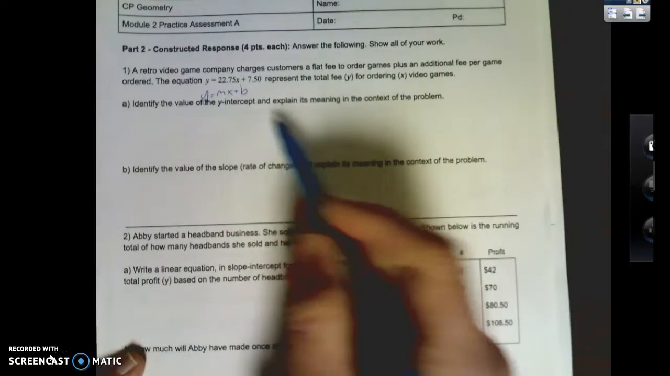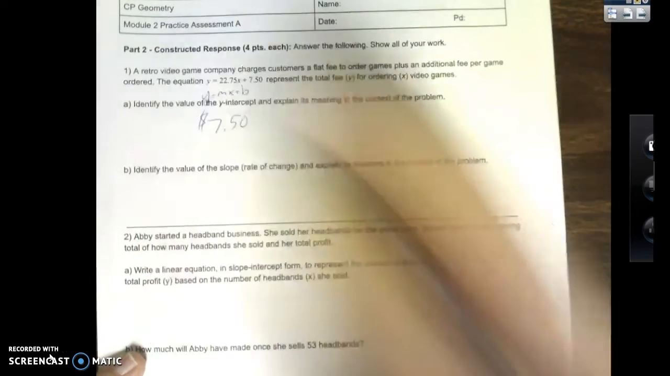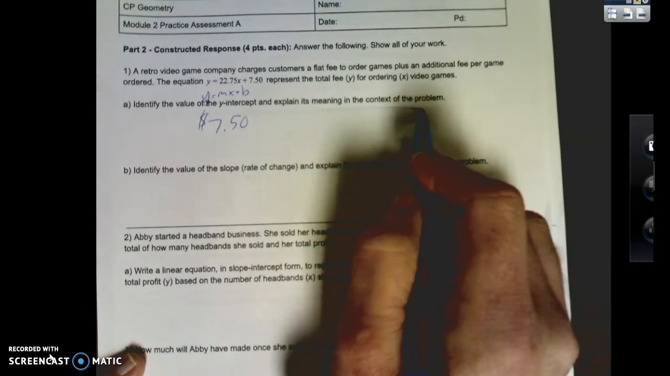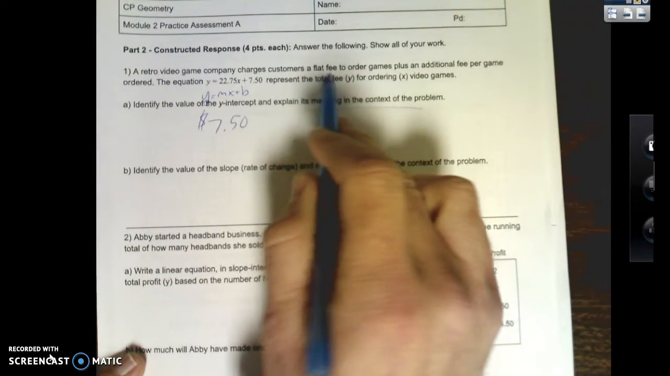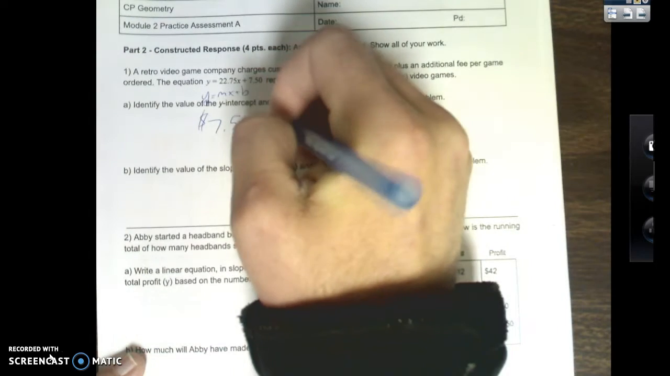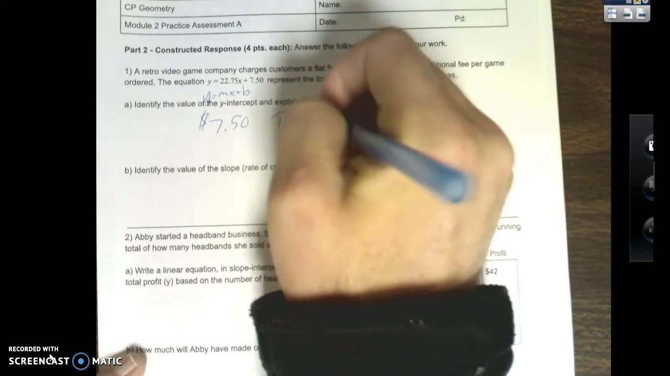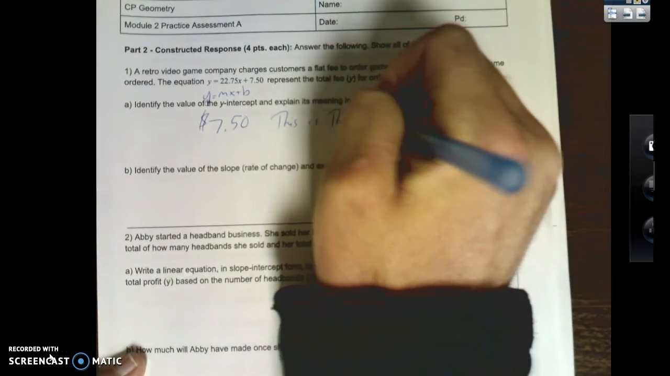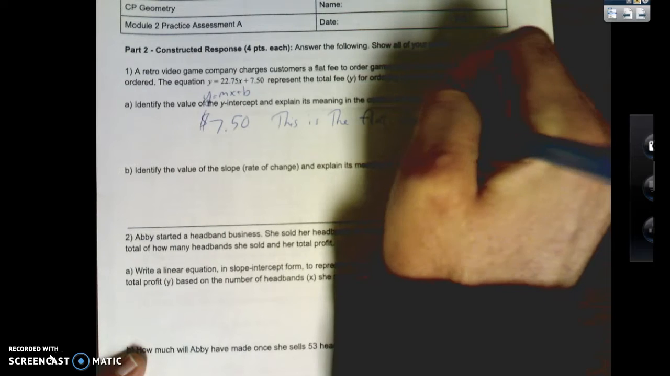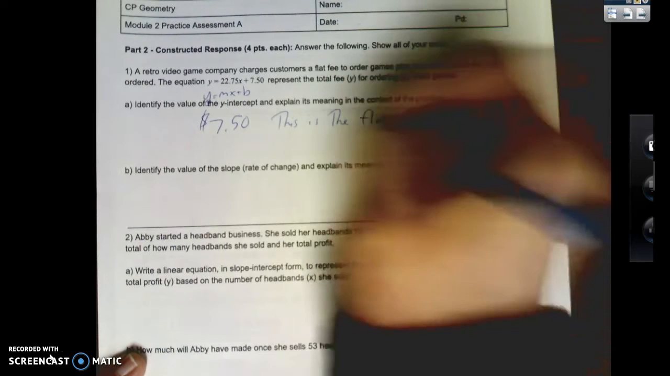So guys, here is mx plus b. All right, so the y-intercept is 7.5. All right. What does it mean? Okay. It's always a flat fee. This is the flat fee for the service.